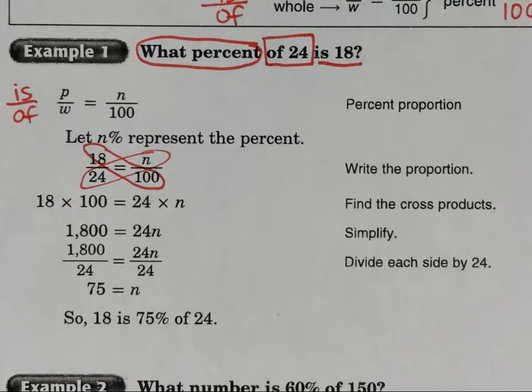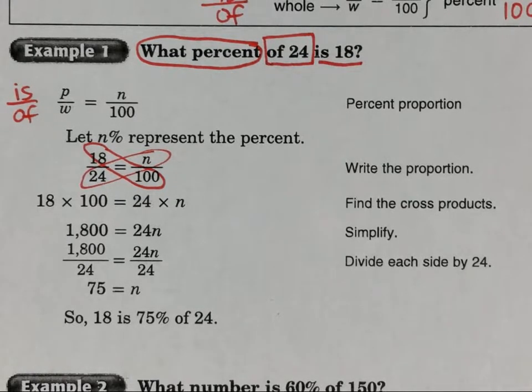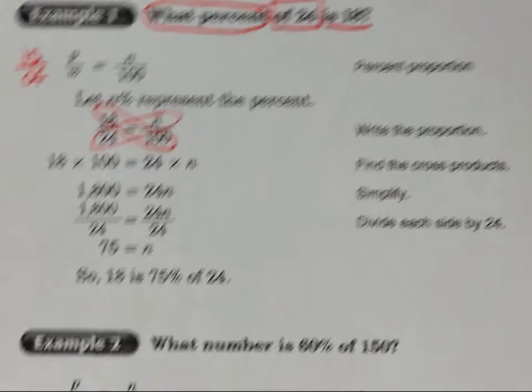So when you get to 24 and 1,800, you divide those. You're solving for N, so you do the opposite, which is division. Okay. So let's look at example number 2.